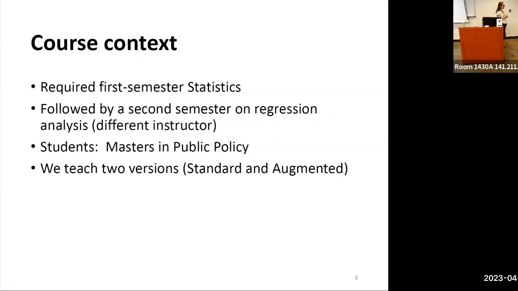So the course context: what I teach is the first semester statistics class for our master's students. They are master's of public policy students, so it's a professional two-year degree. This is a fall semester class, and then they take a second semester regression analysis class with a different instructor. So I'm supposed to be getting them to the point where they know what OLS is with one right-hand side variable, and then they're going to learn many ins and outs of that in the following semester. Within the Ford School, we have two versions, standard and augmented, and students can self-select into which version they go to. I have been teaching standard, but in close communication with my colleague who teaches augmented.